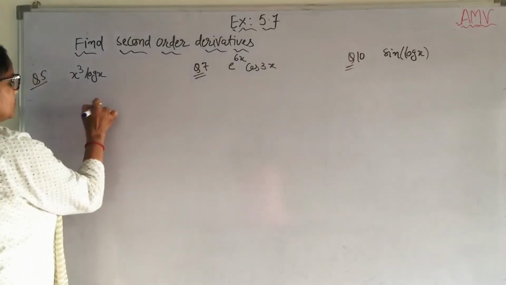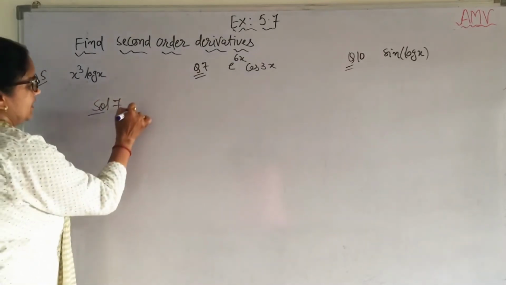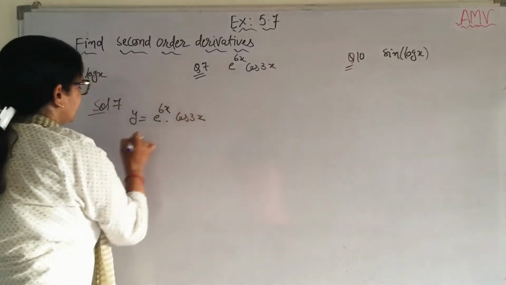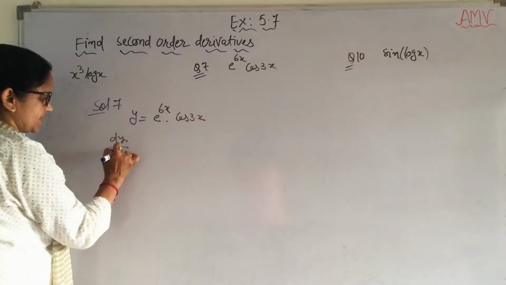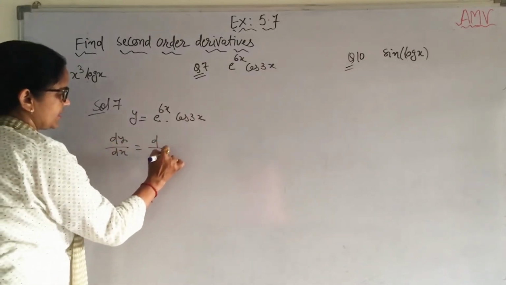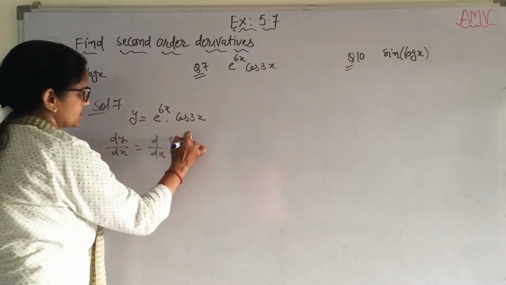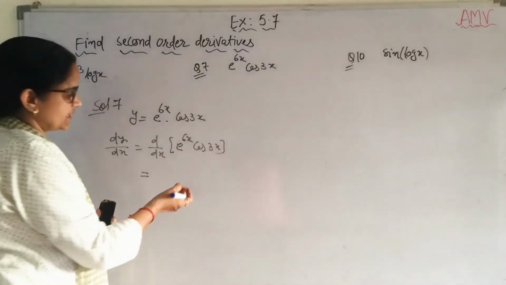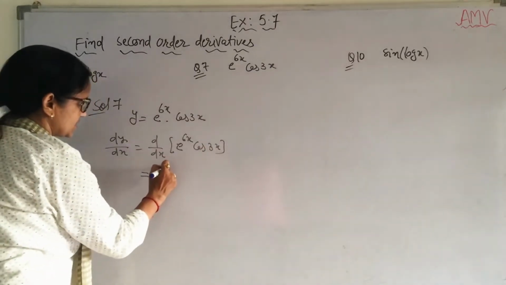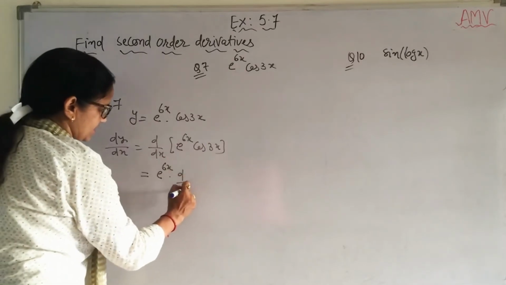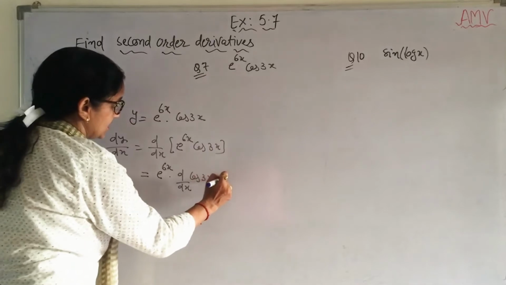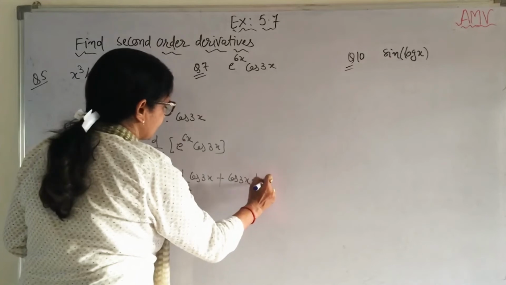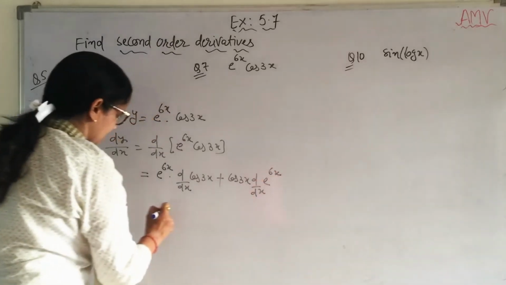So first of all, to solve question number 7, let y is equal to e raised 6x into cos 3x. First order derivative d by dx. Here d by dx of e raised 6x cos 3x. Okay. Now apply the product rule. e raised 6x write as it is, derivative of cos 3x, then plus cos 3x write as it is, derivative of e raised 6x.